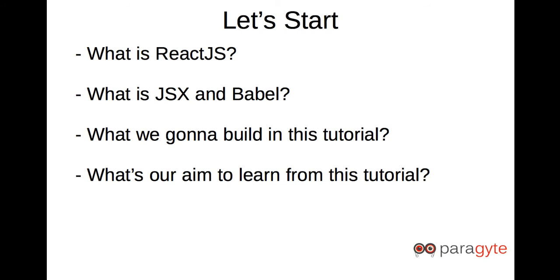Before we start, we should know what is React JS. React JS is a JavaScript framework which was built by Facebook. React.js is a component-centric framework which only takes care of the V from your MVC framework. JSX is a special kind of XML syntax which can be used inside a React.js component. Babel is used to transpile or compile the JSX code into simple executable JavaScript code.